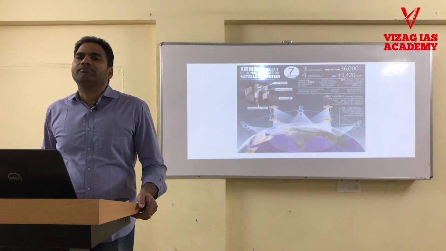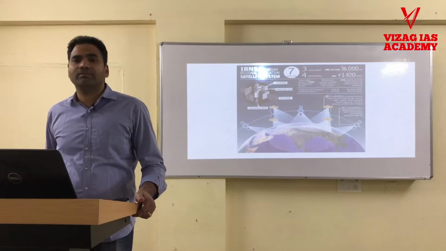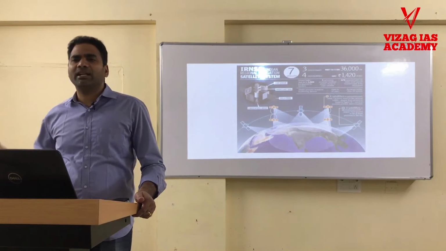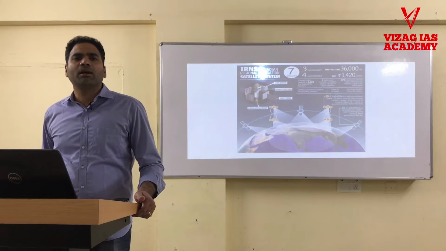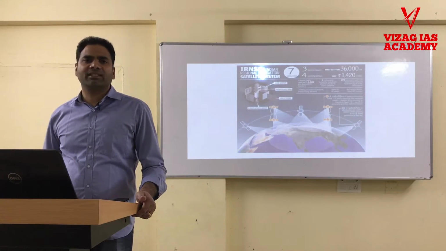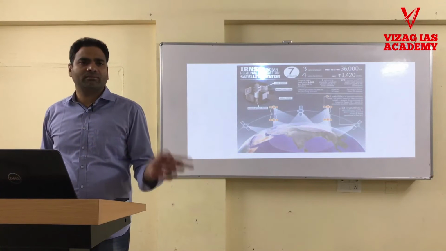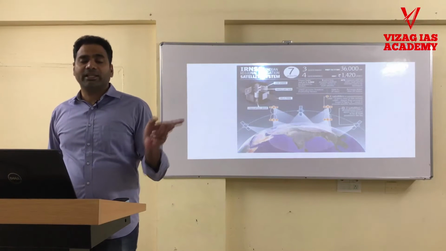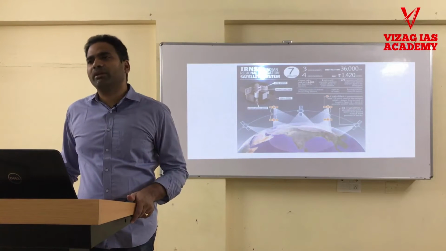So IRNSS, I thought I'll give you a brief about IRNSS. It's a constellation of how many? Count? 7. There is a backup satellite up in the air, and one on the ground ready to replace, but they actually operate on 7 satellites. Okay. 3 will be in a geostationary orbit, and 4 will be in a geosynchronous orbit.